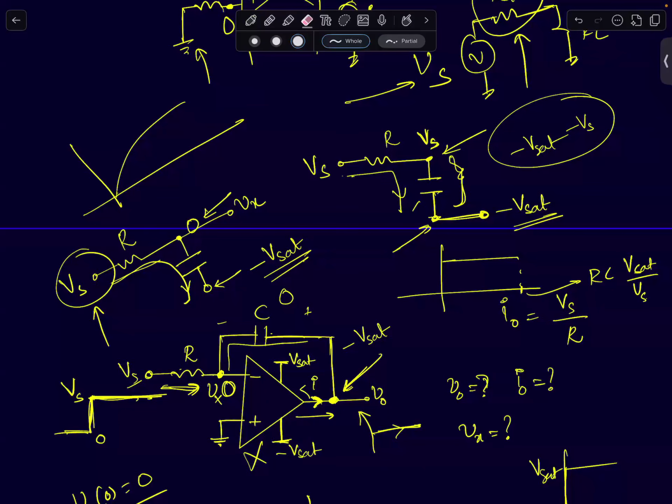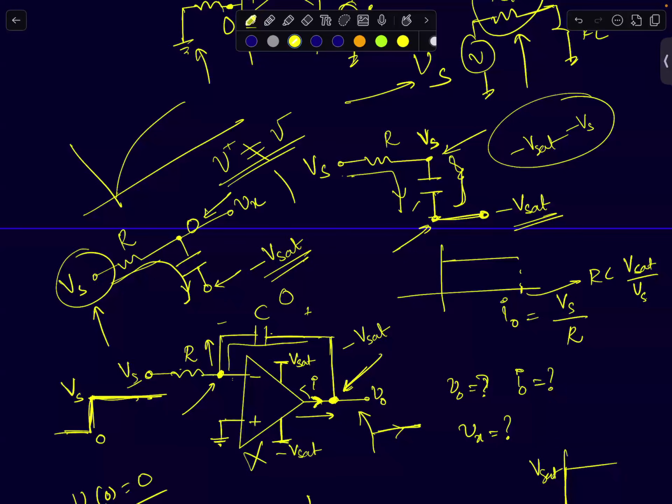Because remember the job of the opamp, you are charging this node. This node is going to a positive voltage. Because this node is positive, the opamp is no longer in negative feedback. Therefore, V plus will not be equal to V minus. Once the output reaches the saturating voltage, this condition will not hold true anymore. This guy will be increasing in voltage and the output will stay put at minus Vsat because the opamp is now at the saturating point.